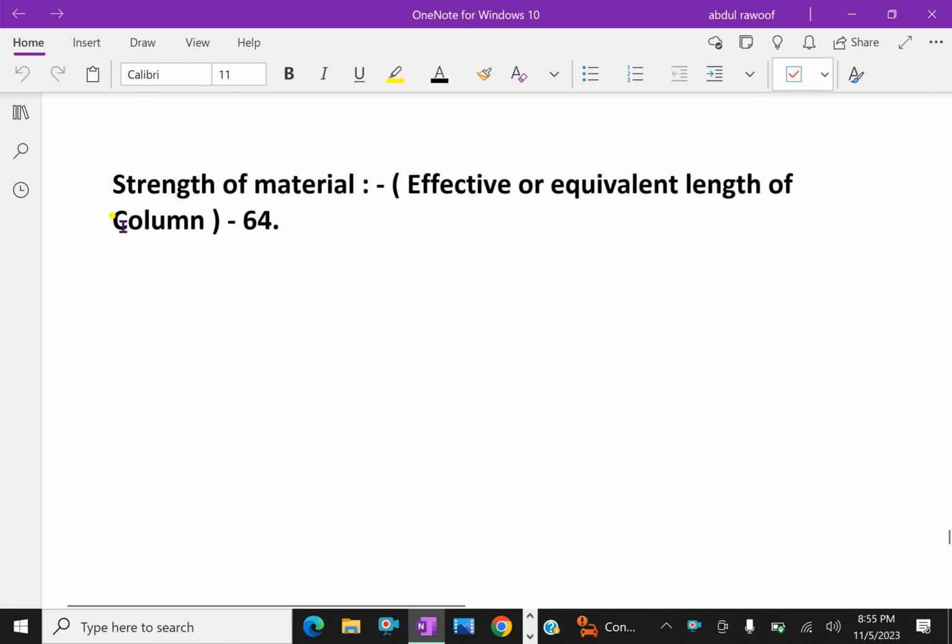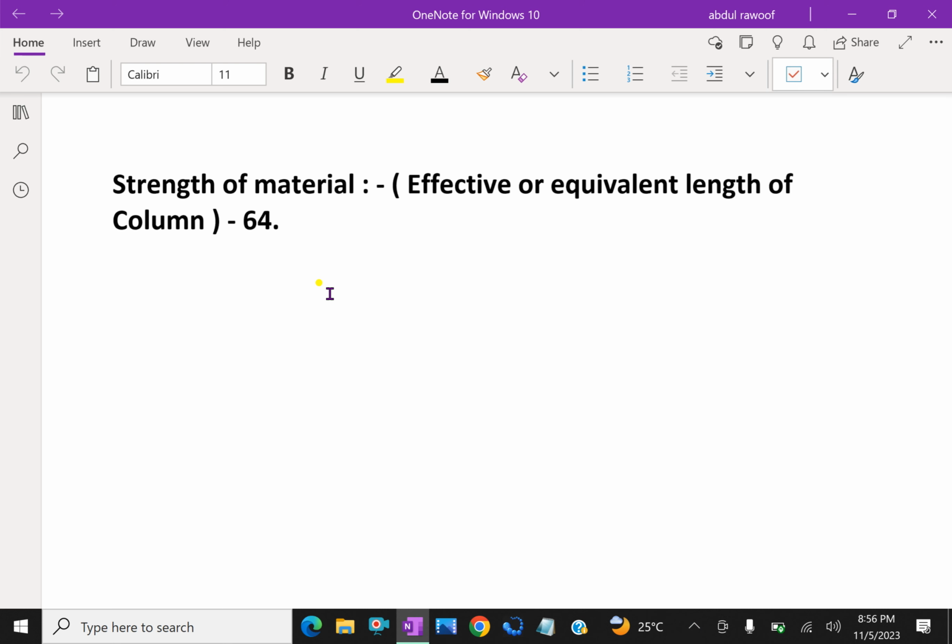Welcome to aminacademy.com. In strength of material, let us discuss about effective or equivalent length of column. The effective length of a given column with given end conditions is the length of an equivalent column of the same material and cross section with hinged ends, and having the value of crippling load equal to that of the given column. Effective length is also called the equivalent length.